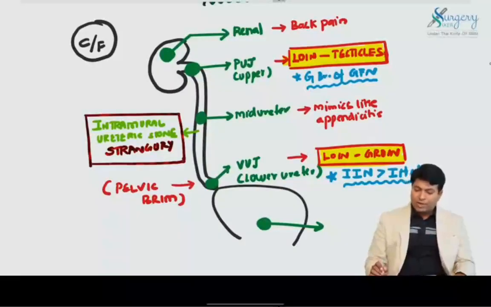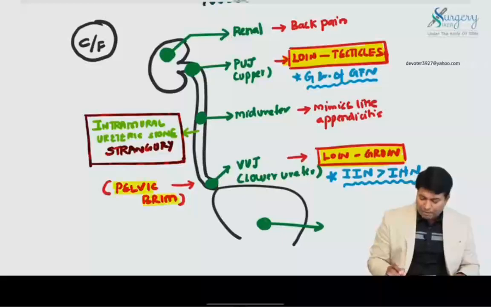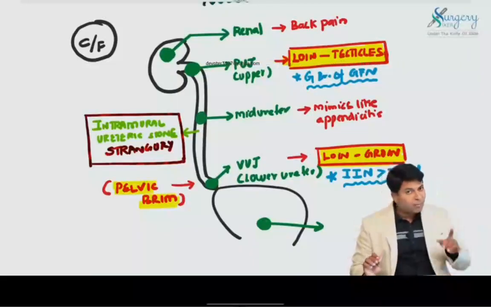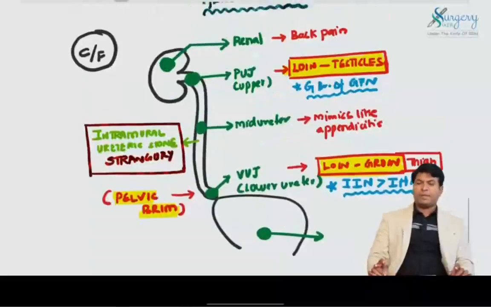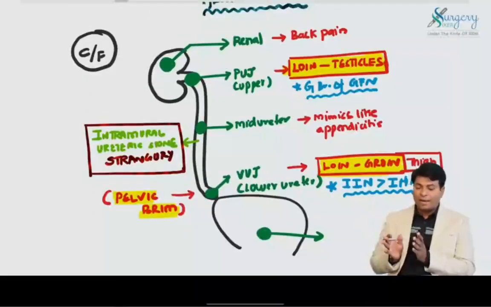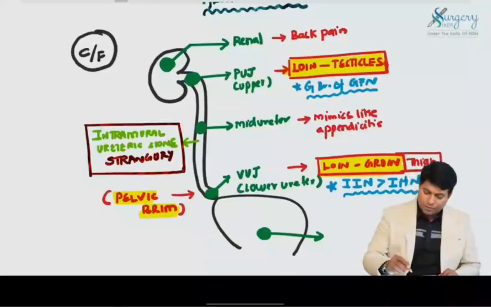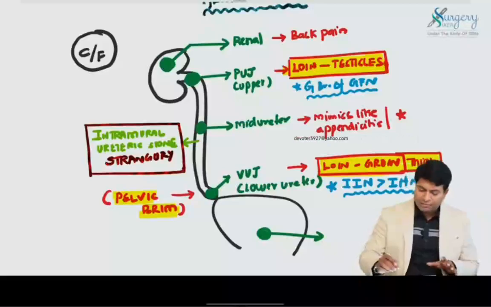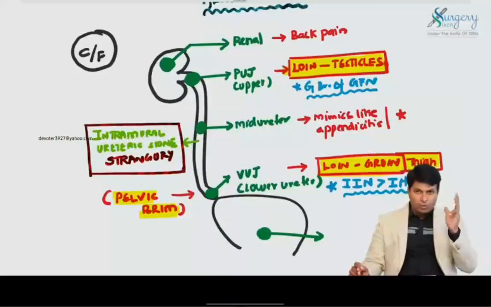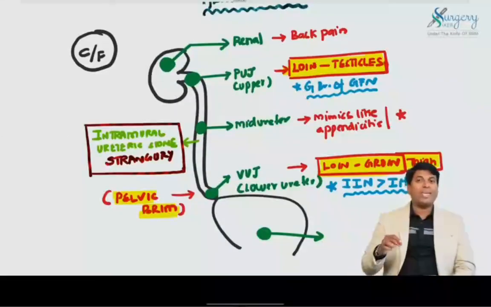Please don't forget, a stone in the pelvic brim or in the lower ureter will have pain radiating from loin to groin, also known as the medial side of thigh. This is a very important table, the picture I have made here. Back pain for a kidney stone alone. Pelviureteric junction will have pain radiating from loin to testicles. Mid-ureteric stone will mimic appendicitis. VUJ stone will have pain radiating from loin to groin or thigh. The nerves are the genital branch of the genitofemoral nerve for PUJ stone, and the ilio-inguinal nerve or ilio-hypogastric nerve for VUJ stone. Don't forget this.